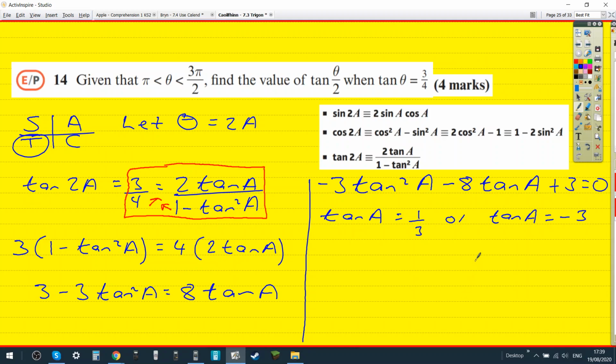What were we trying to find with this question? Tan theta over 2, which is tan A. So is that the answer? Do we have to choose one out of those?